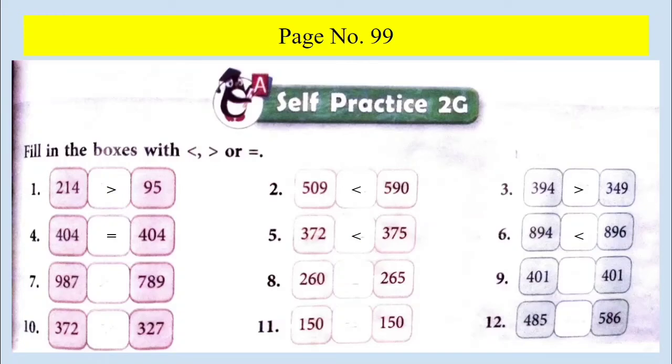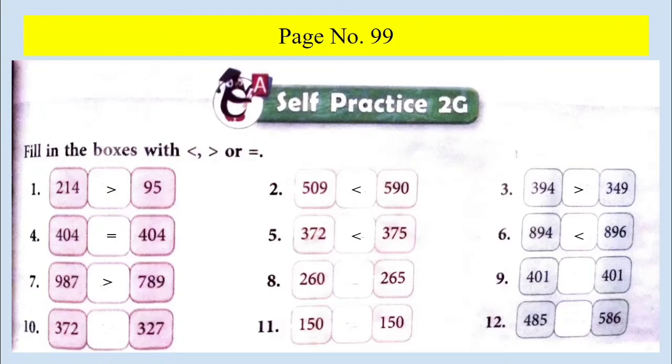Now let us look at the seventh question. So here we have the numbers 987 and 789. So first we will compare the digits in the hundreds place. So we have 9 and 7 in the hundreds place. So we will compare 9 and 7. Yes, we know that 9 is greater than 7. So which symbol we will put here? Yes, we will put a greater than symbol. So we can say that 987 is greater than 789.